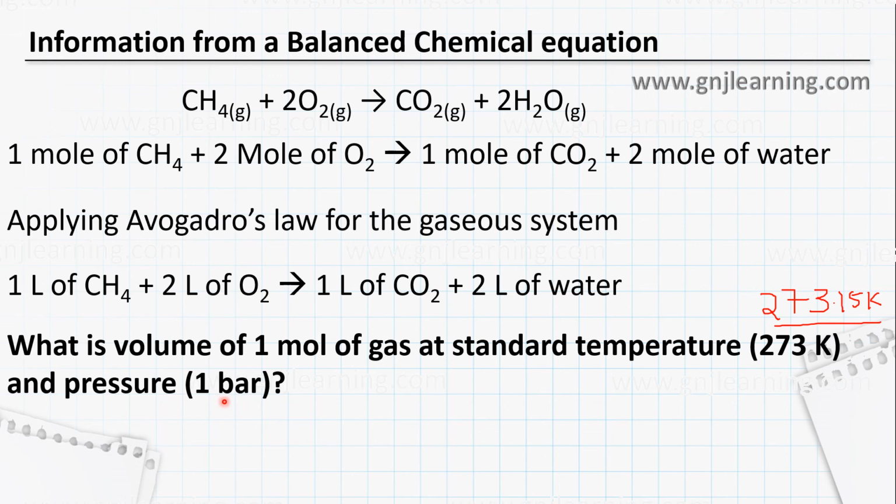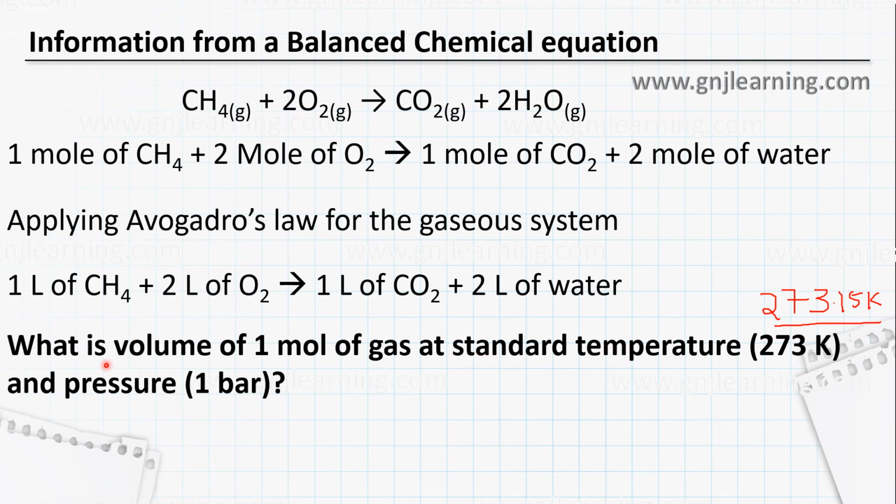SI system, or International Union of Pure and Applied Chemistry, an international body. They recommend this as the standard units for temperature and pressure. So it is 273 Kelvin and pressure 1 bar. Actually the standard unit is Pascal, but we use here 273 Kelvin and pressure 1 bar. Clear? So this is called STP, standard temperature and pressure.